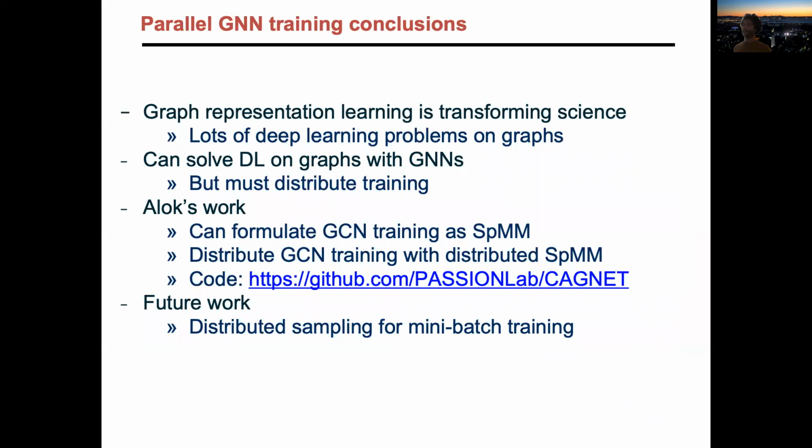The summary is graph representation learning is transforming science, and we can solve cool deep learning problems with GNNs. And there's the open work of distributed sampling for mini batch training. That's just the summary of the GNN part. In general, the summary of today's lectures is that we've covered unsupervised learning and semi-supervised learning with graph neural networks. And within unsupervised learning we covered clustering, dimensionality reduction, and embeddings. Most of those boil down into computational primitives that are required to solve these problems that often involve sparse matrix computations. So that's the end of the lecture.